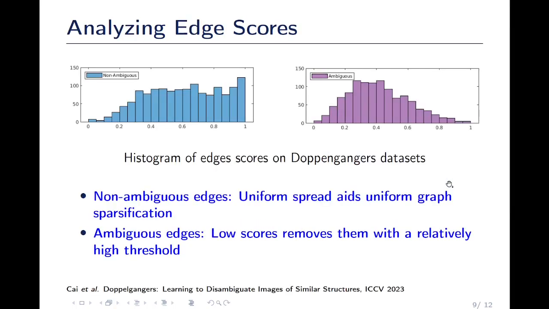Now we try to analyze edge scores. Here we provide a histogram of edge scores in two different cases. In case of non-ambiguous edges, we see that the uniform spread of the scores aids uniform graph sparsification, while in case of ambiguous edges, they are scored low, so a relatively high threshold can remove most of them.